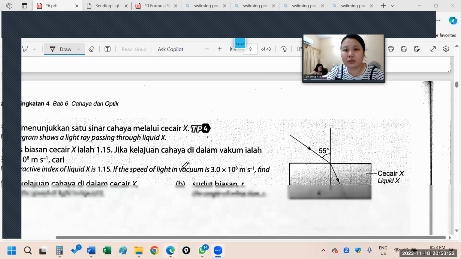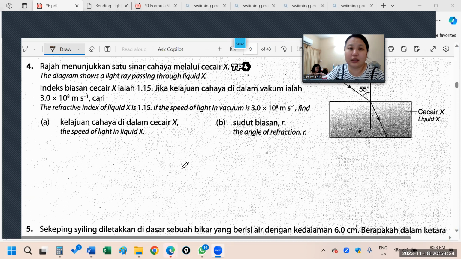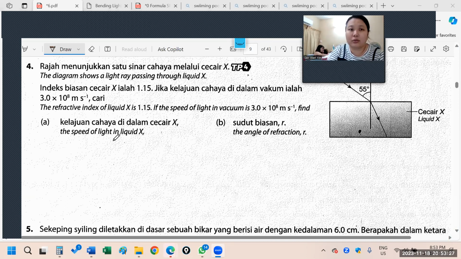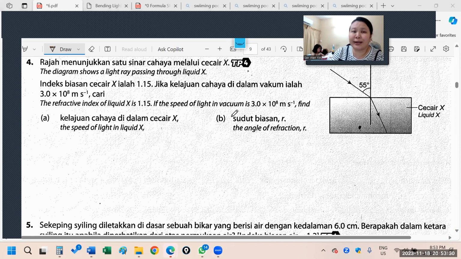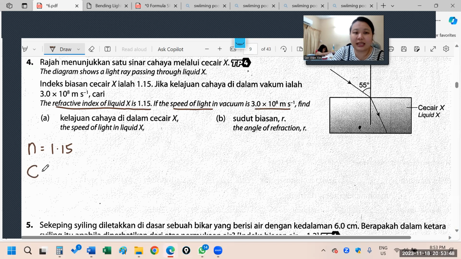Okay, so now next, number 4. The diagram shows a light ray passing through liquid X. The refractive index of liquid X is 1.15. So let's write it. n equals 1.15. If the speed of light in vacuum is this, so c equals 3 times 10 to the power of 8. Find the speed of light in the liquid.